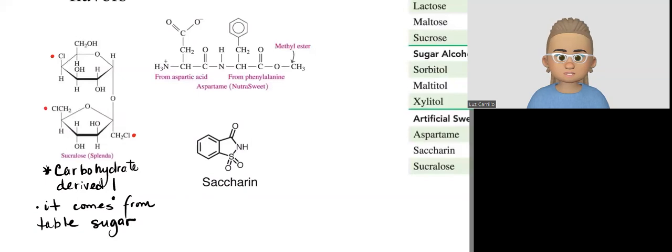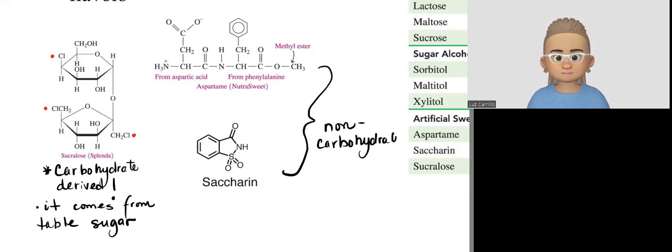Next, we have aspartame. And when it comes to aspartame, aspartame is similar to saccharin, also known as non-carbohydrate derived artificial sweeteners. And the reason is because in their structures, they don't have or resemble the structure of a carbohydrate.